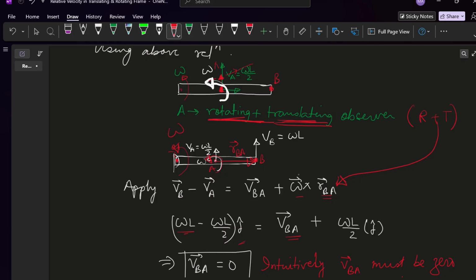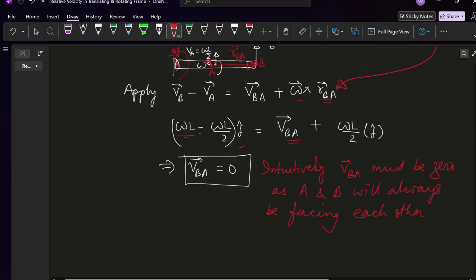So it's the simple velocity funda as well. Omega cross R is going to be in the upward direction, along J cap, so it is omega L by 2 J cap. Then we have omega L by 2 J cap on the left and omega L by 2 J cap on the right, which cancel, and this is 0. It means the velocity of B with respect to A is 0. Intuitively we also proved that the velocity of B with respect to A must be 0, as A and B will always be facing each other. So hence we applied this.